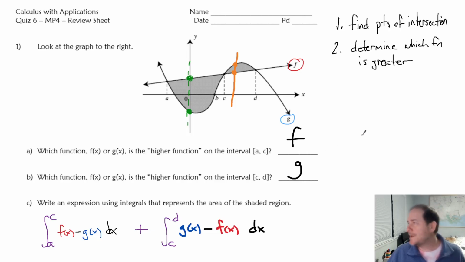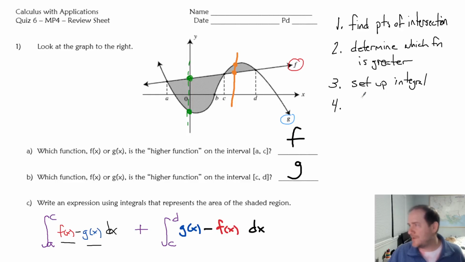That's number one. To finish my list of steps for a problem like this: determine which function is greater. Step 3 is set up the integral. And set it up complete with limits of integration, complete with making sure that you've put the functions in the right order, right? f minus g versus g minus f.